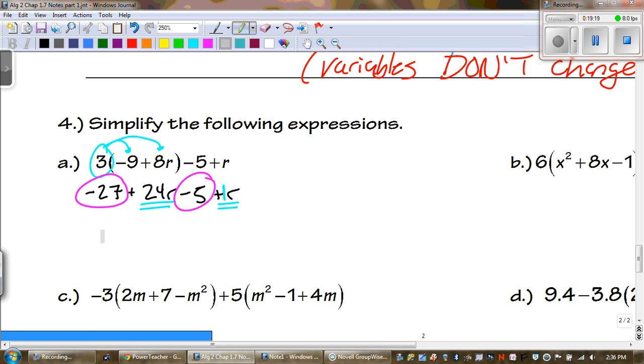Guys, that is the answer, so you can keep it there. I'm just going to highlight it first. So we got 25r, and then -27 minus 5 is -32.